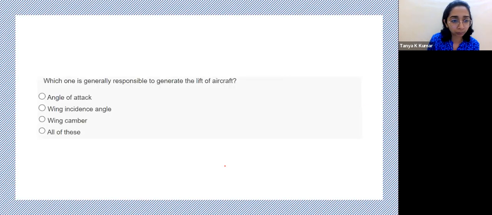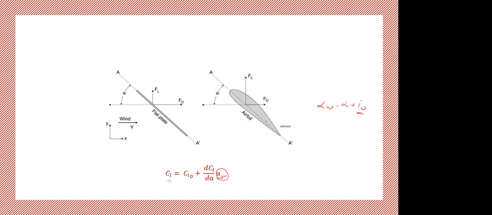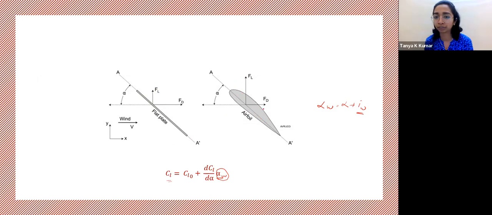Then what was the option? It was the wing camber. So that is why you have this figure here. If I have a flat plate at an angle alpha in the free stream, that also generates lift. So this FL is lift and FD is drag. Now, if you have an airfoil shape, symmetric or cambered, kept in the same free stream velocity at the same angle of attack, it again produces lift and drag.